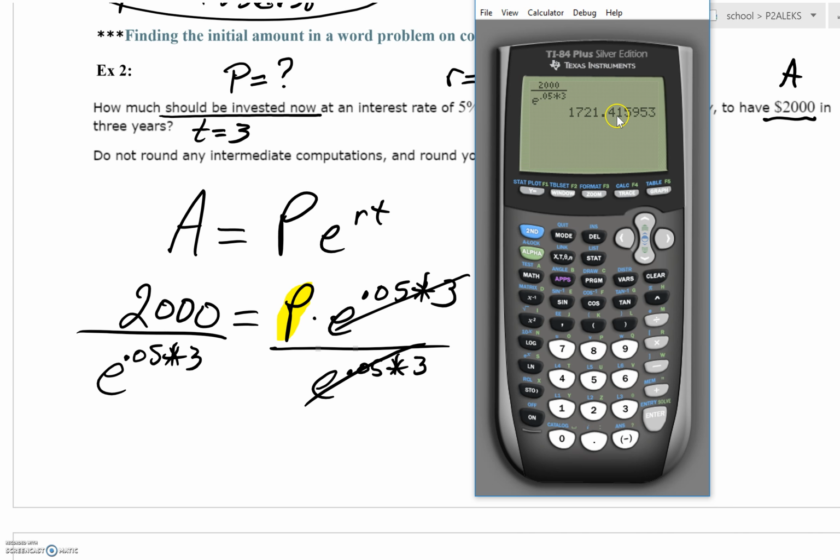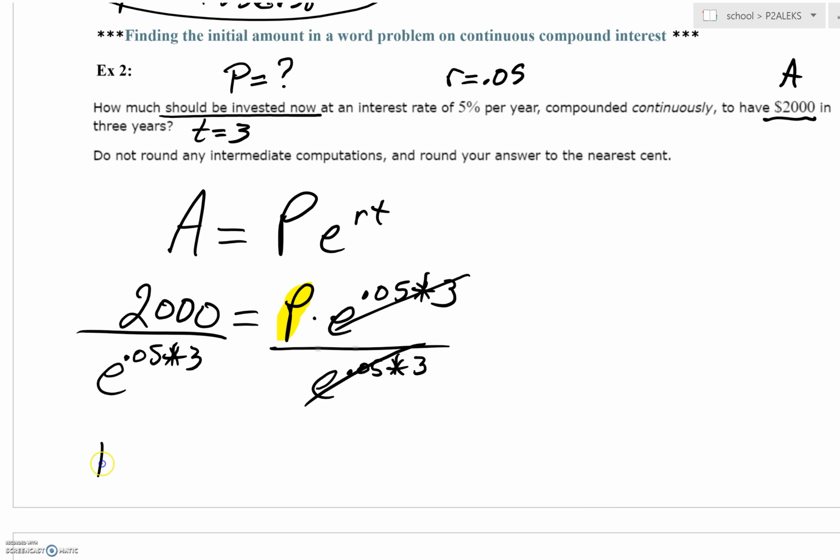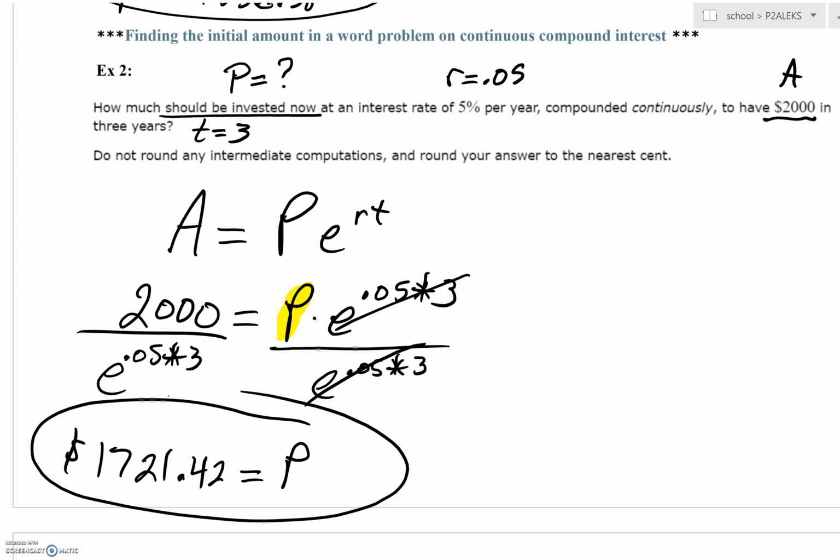$1,721. But look, this time the 41, if you look at the 1 to the right of it is a 5. You've got to round up to 0.42. So 1721.42, that's how much money you'd have to start with, how much you'd have to invest now if you had this interest program earning 5% a year continuously, so that after 3 years you would then have $2,000.